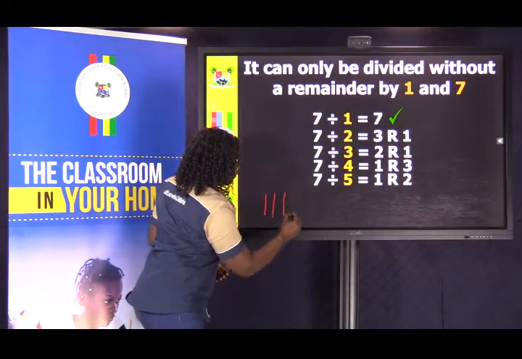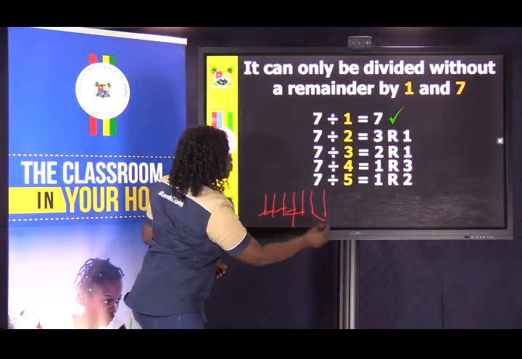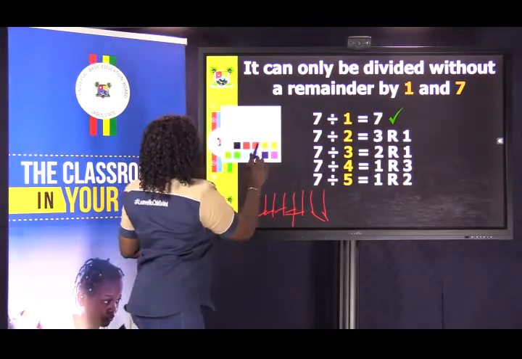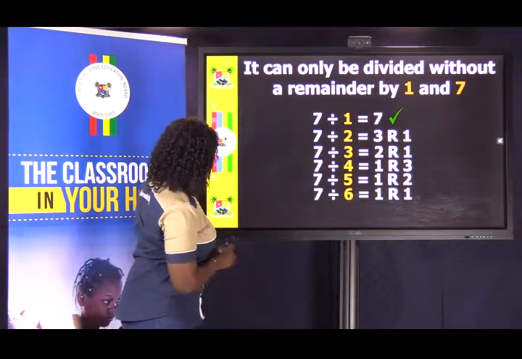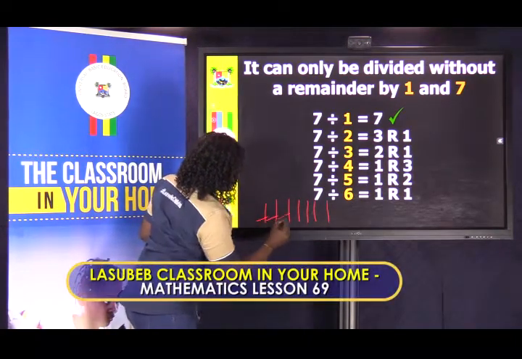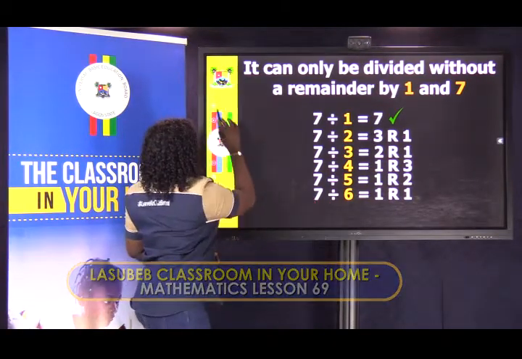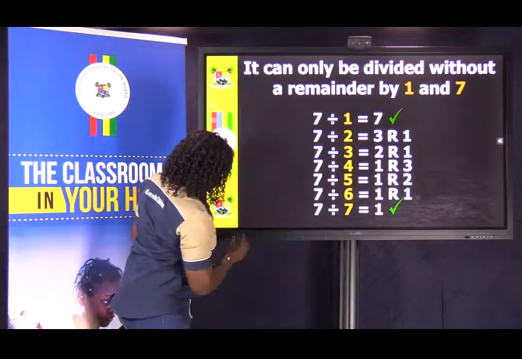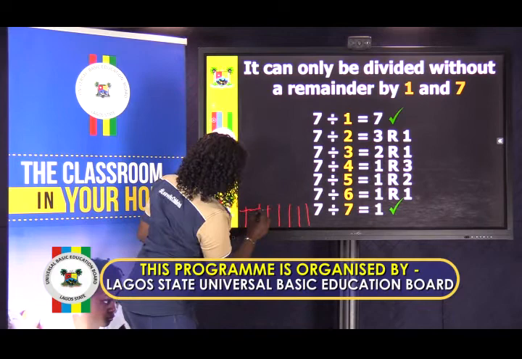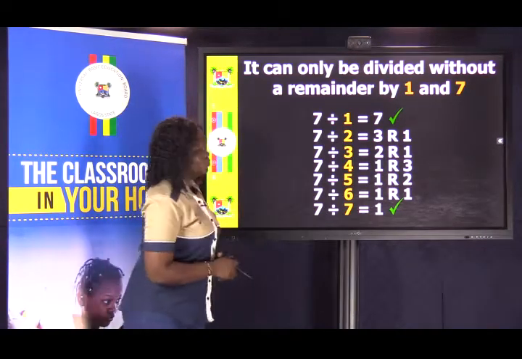1, 2, 3, 4, 5, 6, 7. 7 divided by 5, we have 1 remainder 2. 7 divided by 6, we have 1 remainder 1. 7 divided by 7, we have 1.